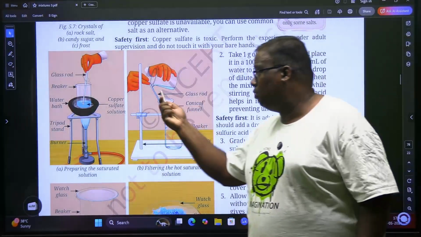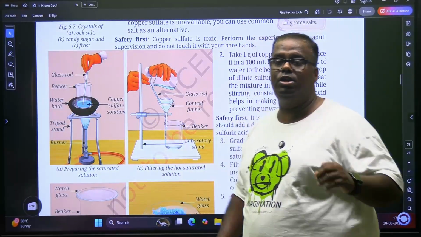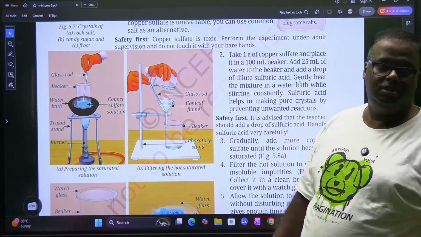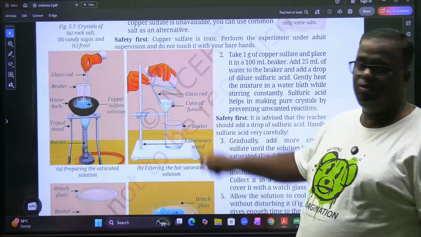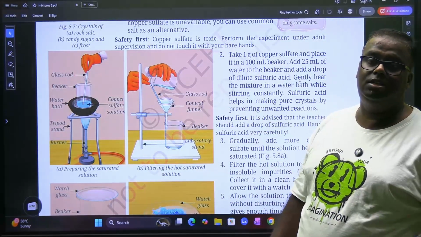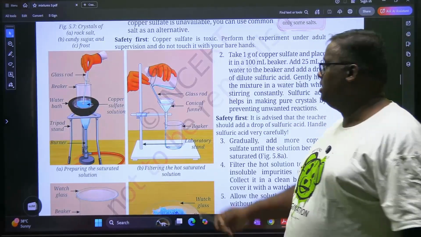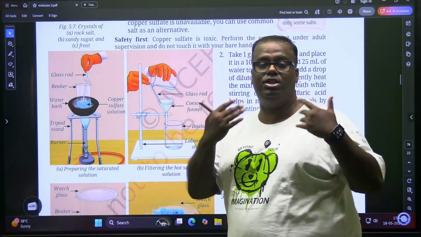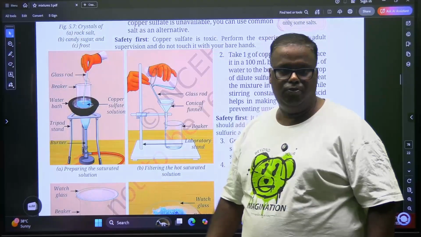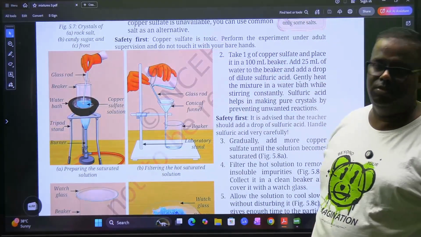Why are you pouring it over the glass rod? This is the laboratory practice. If you pour it directly over the filter paper, there is a chance that the pouring rate may be more. Acids and all are poured like this so that splashing does not happen. If you pour it over a glass rod, splashing will never happen.